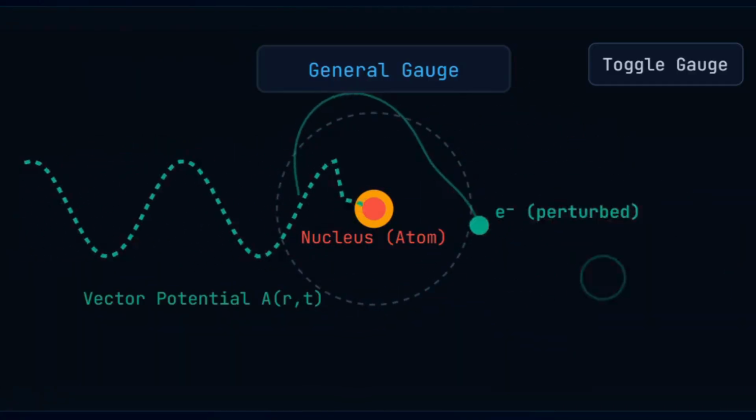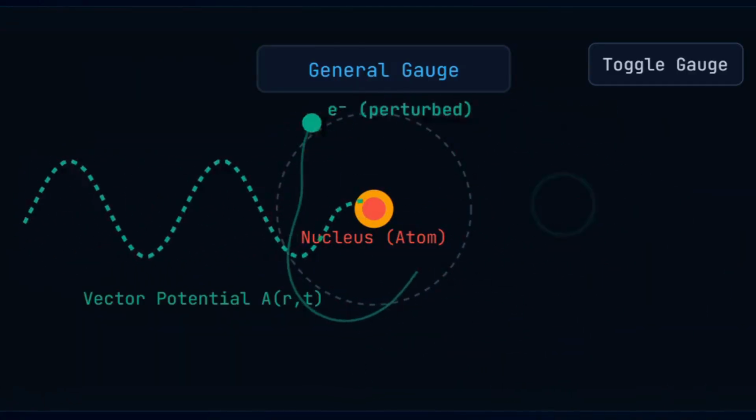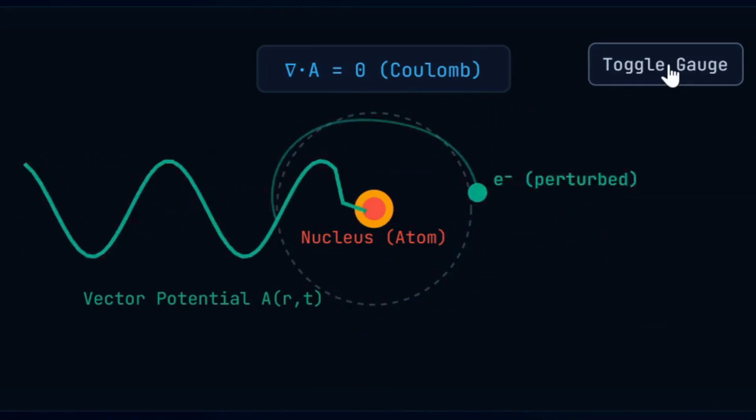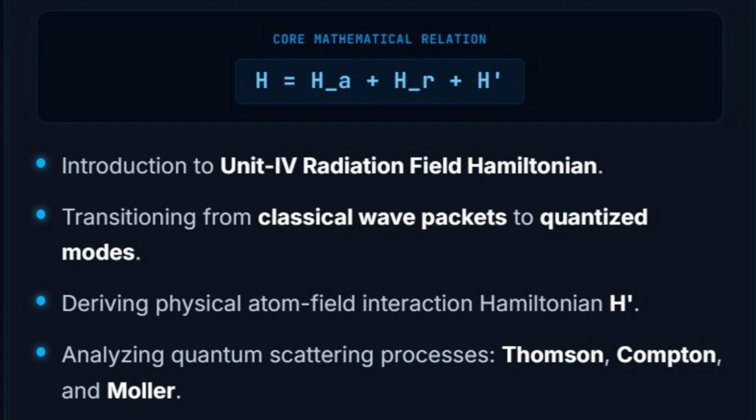Let's see how transverse electromagnetic waves propagate and how they interact with atomic states. Now, let us write the Hamiltonian of an atomic system in a radiation field. H is equal to HA plus HR plus H dash.